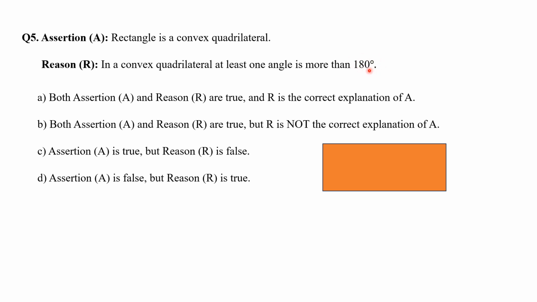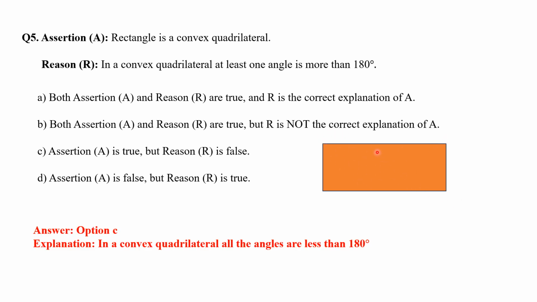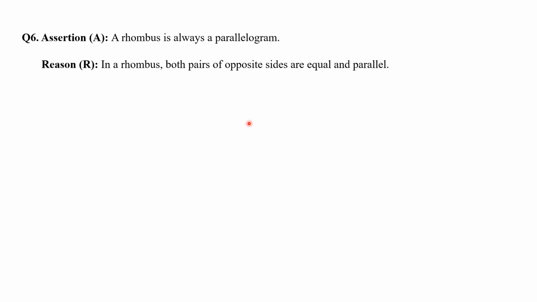And one more property of a convex quadrilateral was that the diagonals of the convex quadrilateral will be inside the quadrilateral. So if I join both the diagonals, they will be inside this quadrilateral. So from here I can say option C is correct. Assertion is true, but reason is false.